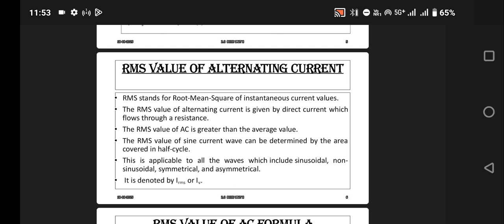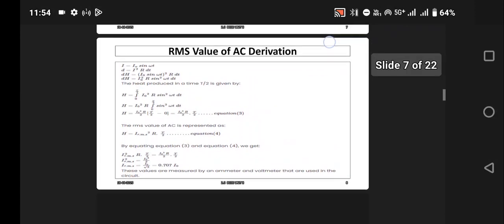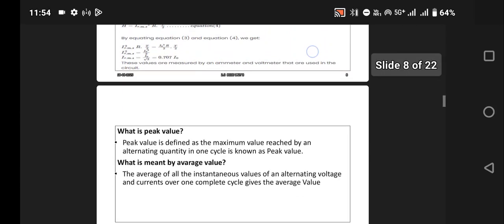This RMS value is applicable for the waveforms which include sinusoidal, non-sinusoidal, symmetrical as well as asymmetrical. The formula for calculating the RMS value is IRMS = I naught divided by root 2. This slide shows the derivation of RMS value. Finally, we get IRMS = I naught divided by root 2, which is nothing but 0.707 times I naught. These values are measured by ammeter and voltmeter, which are normally used in the circuit.